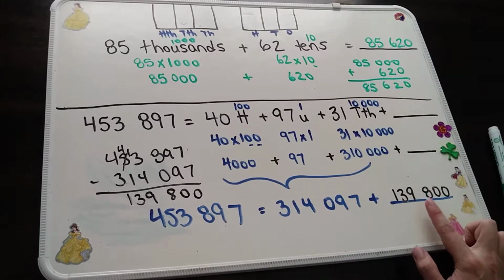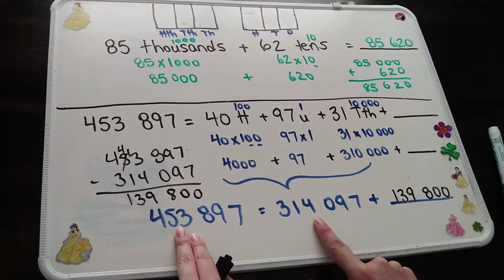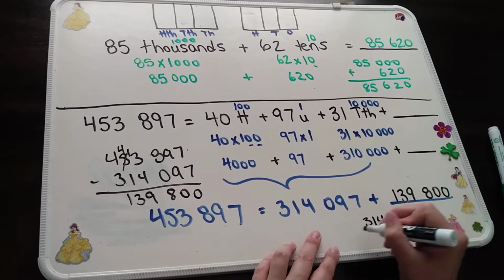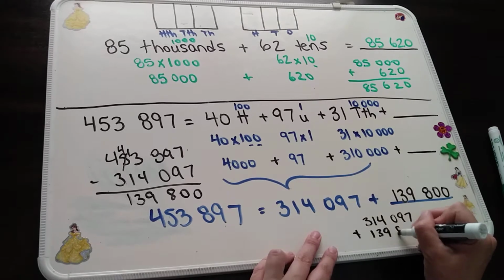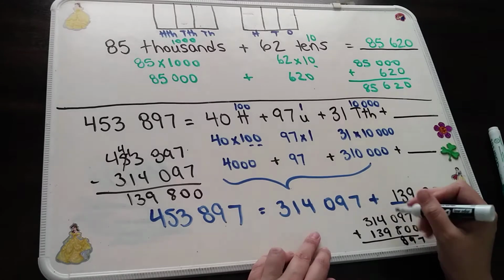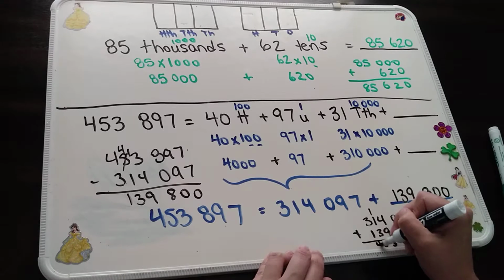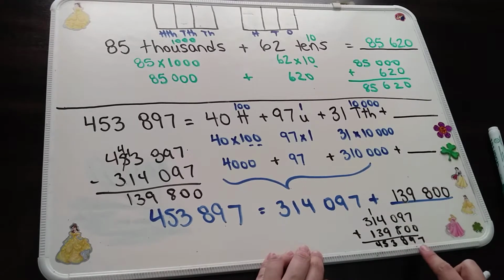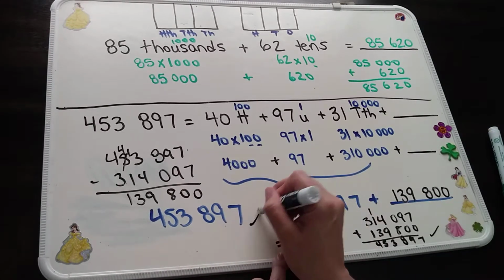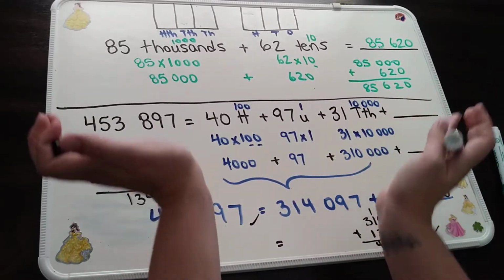So they were looking for, what is the missing number that I have to add to this to make this? So if I check my answer, 314,097 plus 139,800, 7, 9, 8, 9, 13, 3, 4, 5, 4, 453,897. And there it is. Does it equal? Yes, it does. So again, there's the job. It balanced it out. Are my sides equal now?